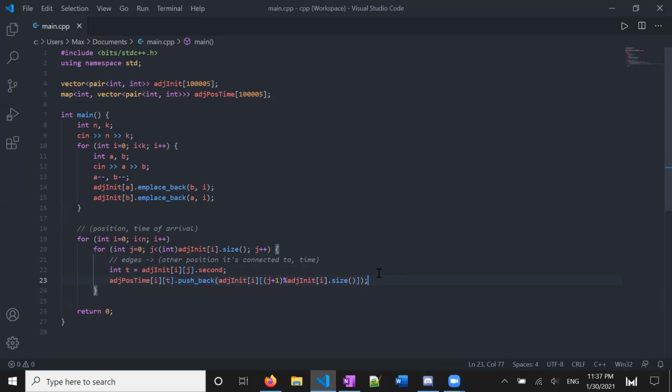This is a little bit complicated, what just happened here, but if you want, pause the video here and think about what exactly this is doing. This is essentially saying that when I arrive at this time, the very next edge in the adjacency list is going to be the next edge that I take. So I'm going to draw an edge from this position at this current time to the next position and the next edge's time. All right, so now we've built the graph.